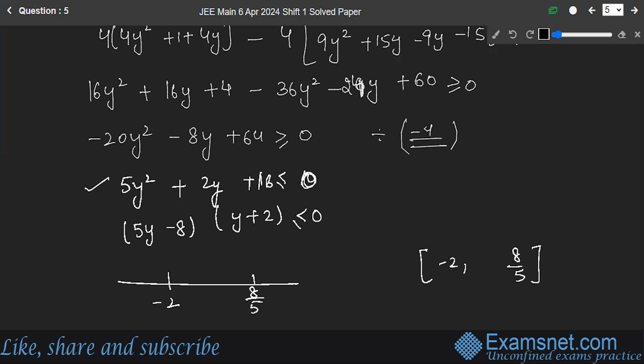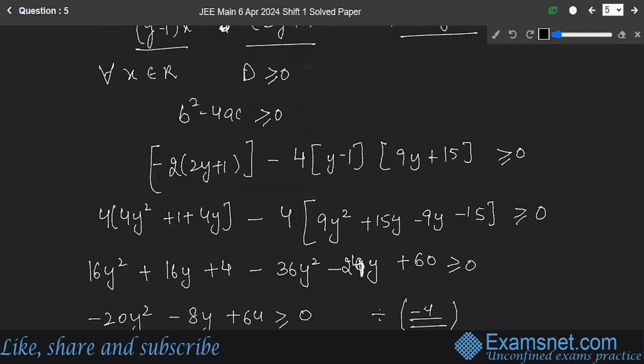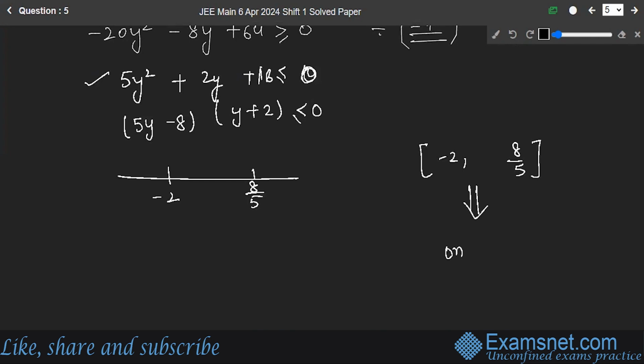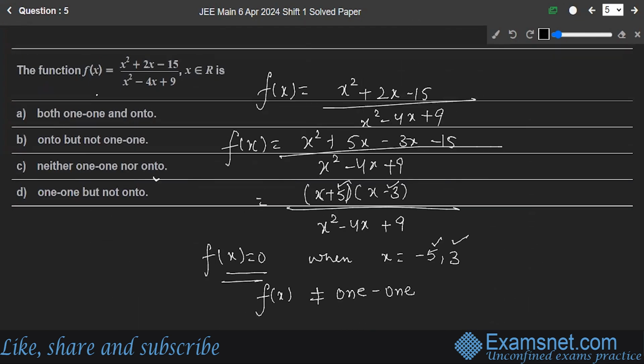Whereas in the question you are given that, okay, this is the question. So this is the range, which simply means it is not an onto function also. So this is neither one-to-one nor onto. Option C is the right answer to the question. Hope you got that. Because you have a particular range, like f(x) will lie in -2 to 1.6. For the rest of the values of x, you don't have anything. So this is neither one-to-one nor onto function. Option C is the right answer. Hope you understood that. Let's move to the next question.